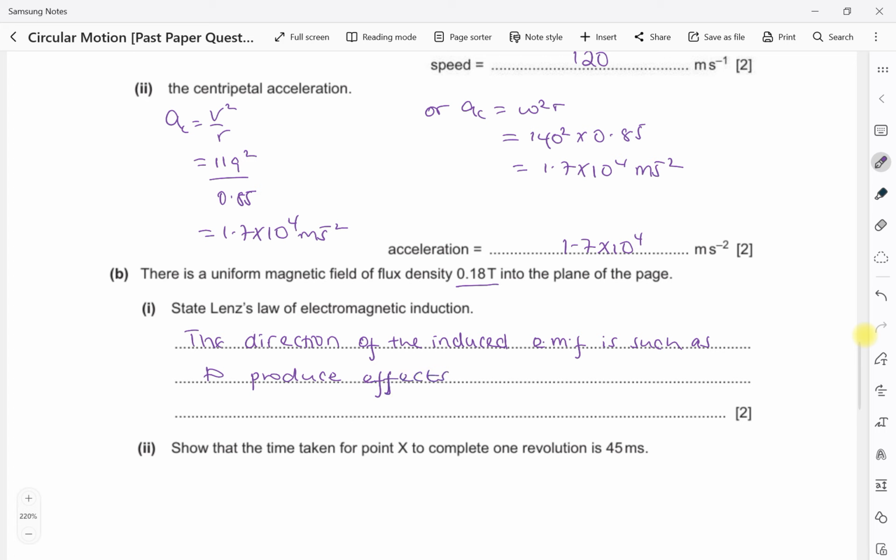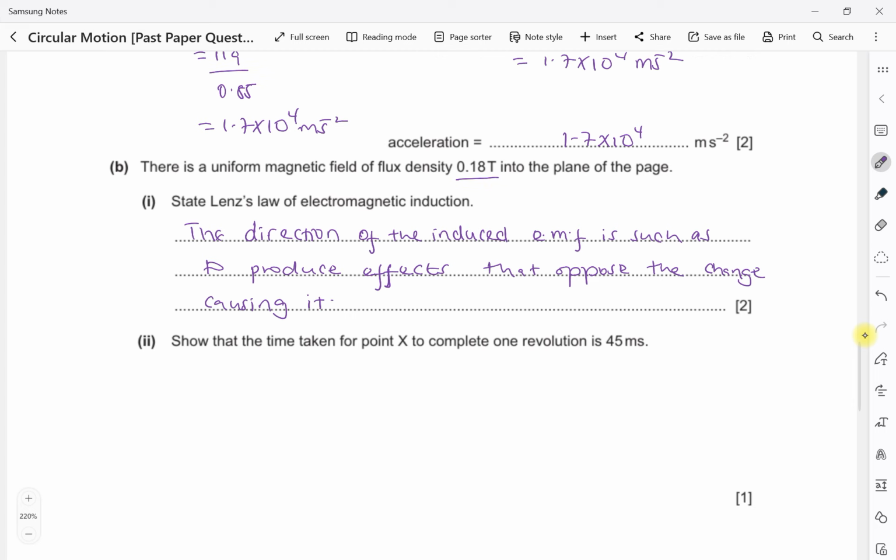The direction of the induced EMF is such as to produce effects that oppose the change causing it. You will find this question again in magnetic fields, especially for the next parts.